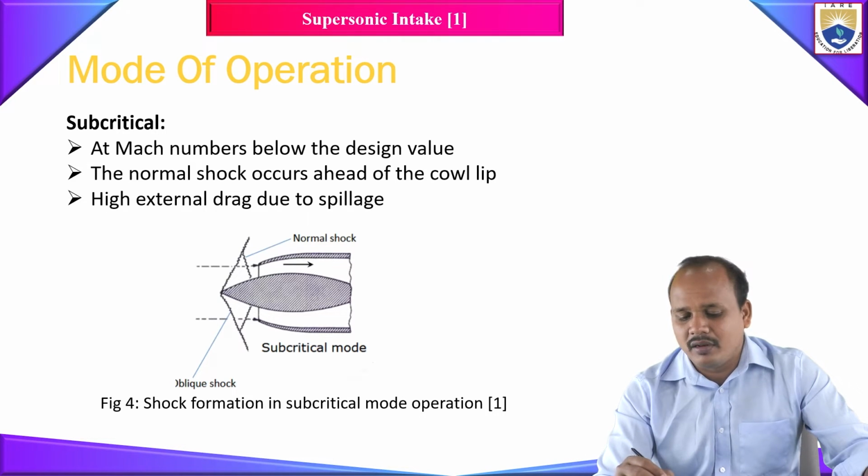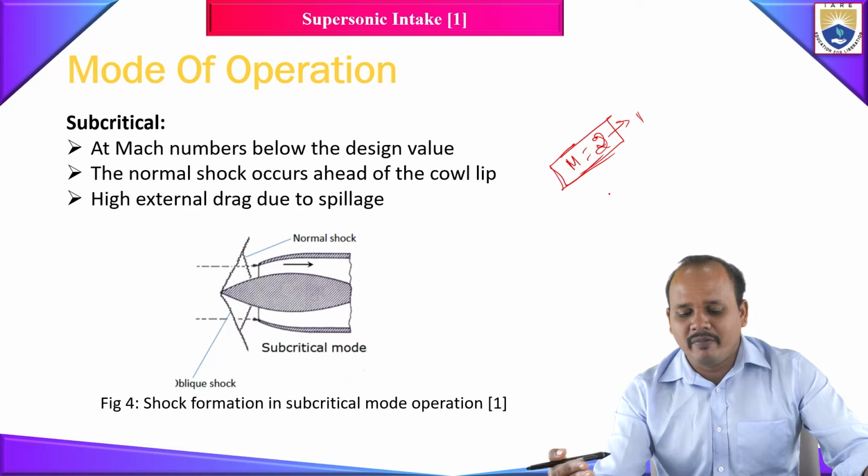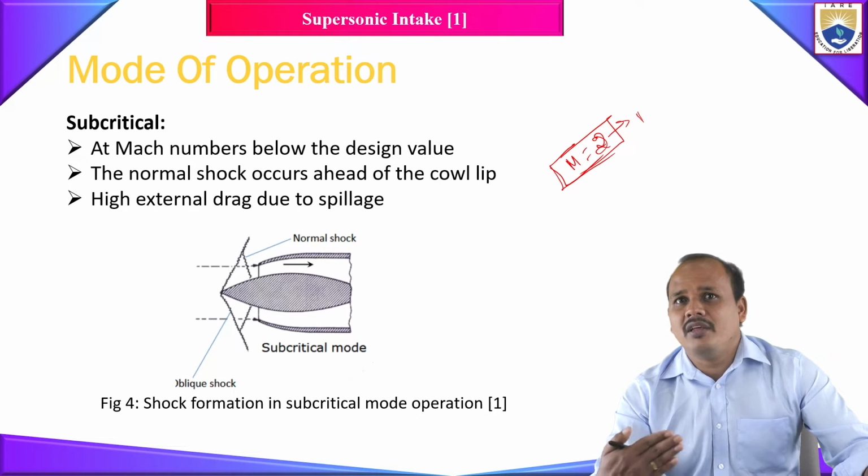Design value, for example: say I have an aircraft which is flying at Mach 2. What is the meaning of this Mach 2? It doesn't mean that the aircraft is not capable of flying more than or less than Mach number 2. This Mach number 2 is the design value. If I fly my aircraft at this Mach number 2, the performance of my components will be more efficient. That's what we call the design Mach number, the one for which your aircraft is designed, and it will operate efficiently.